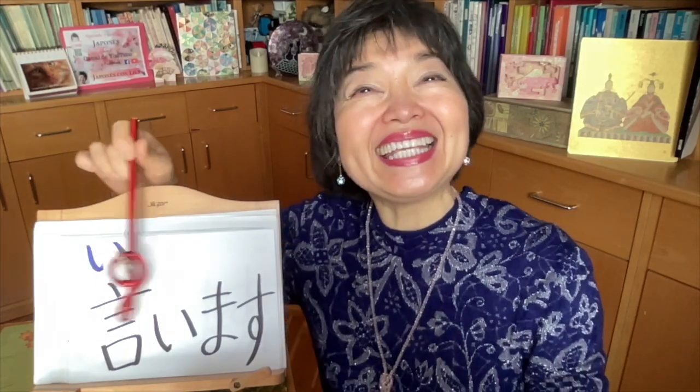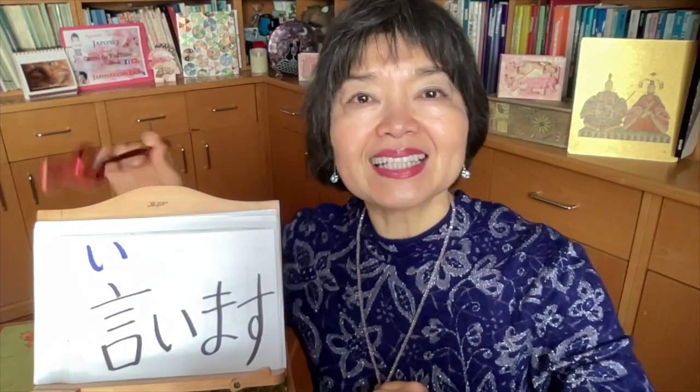And the third thing that I want you to do, to change into potential verb. Do you remember how to do it? 言えます。Okay? The fourth thing, 言います。To say. 言えます。I can say.